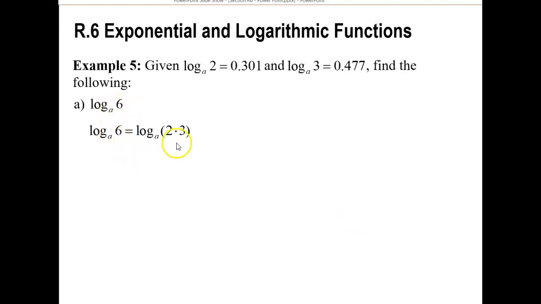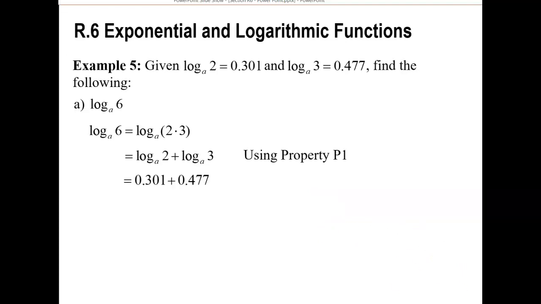The reason is because you can write 6 as 2 times 3. So that's the same as log base a of 2 times 3. And then we said earlier that the log of the product is equivalent to the sum of the separate logs. So that product property would change this to log base a of 2 plus log base a of 3. They're just citing property 1. And then we're just plugging in what we know. Log base a of 2 was given and log base a of 3 was given. So we plug those in and evaluate. So 0.778.